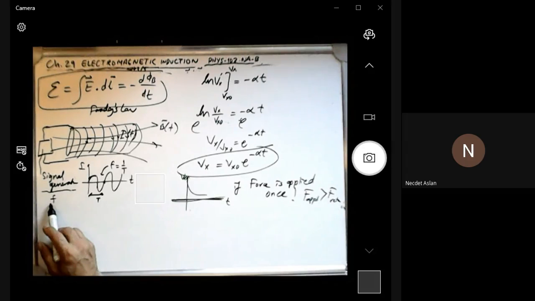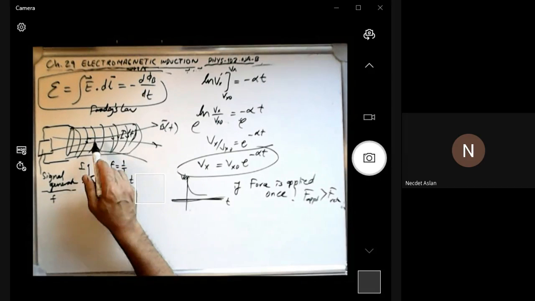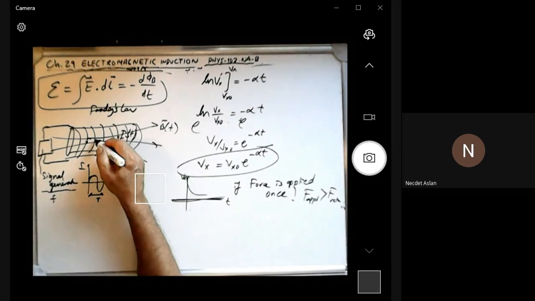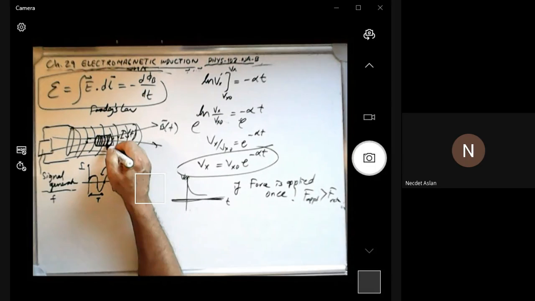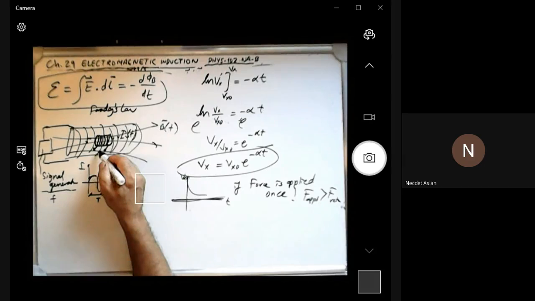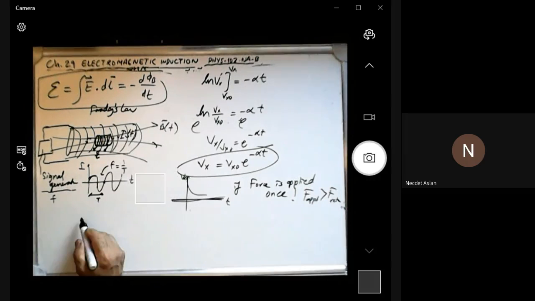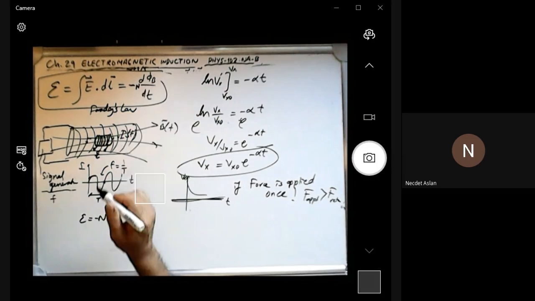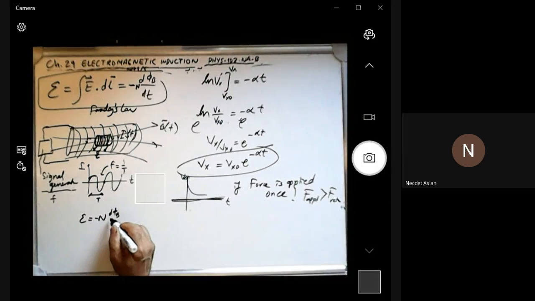So you can get any kind of frequency you want. And when you apply this, now if you insert another coil inside, let me put another coil inside like that, with windings like that, and look at the tips of this, we will see epsilon. So epsilon will be equal to minus N. Of course, we also need N there, we forgot, times d phi B over dt. So where is this coming from?